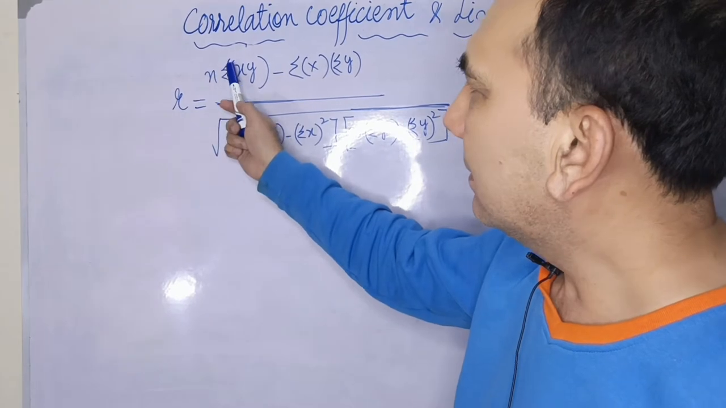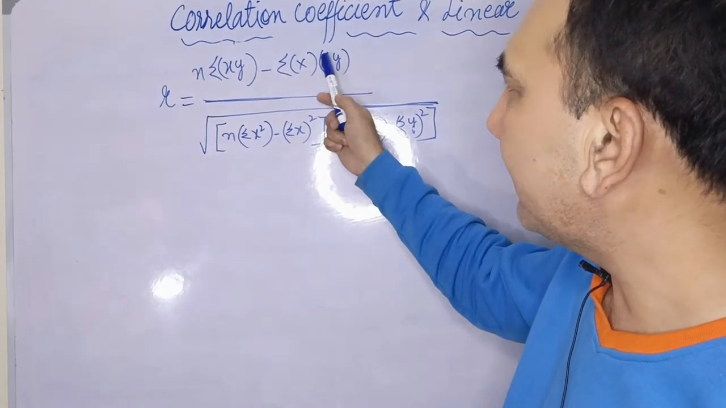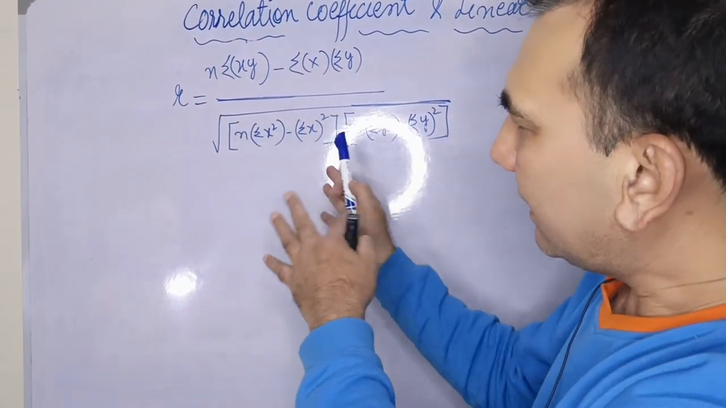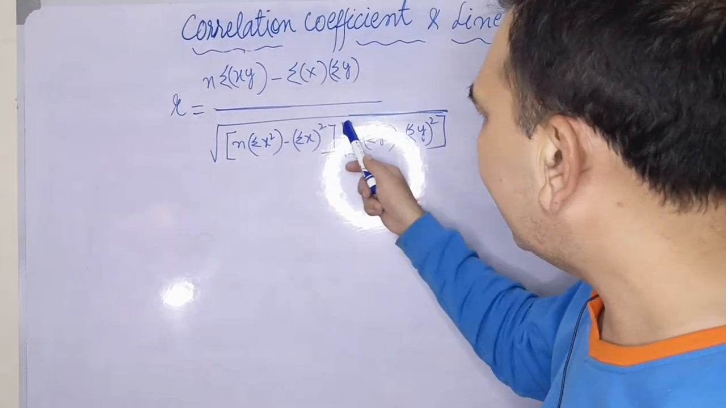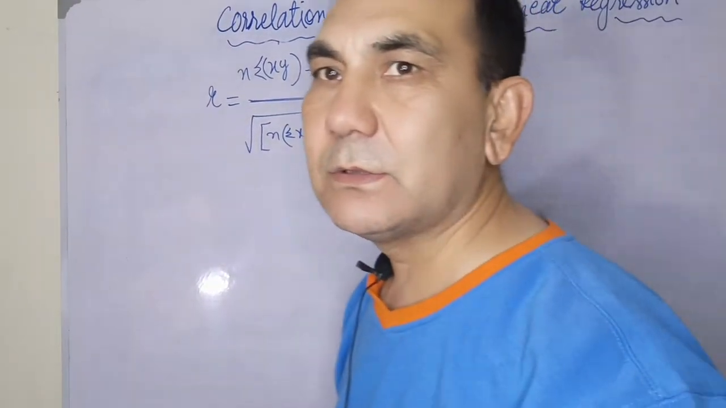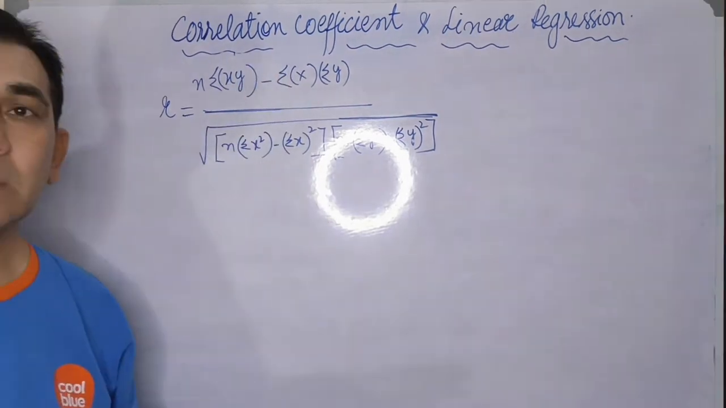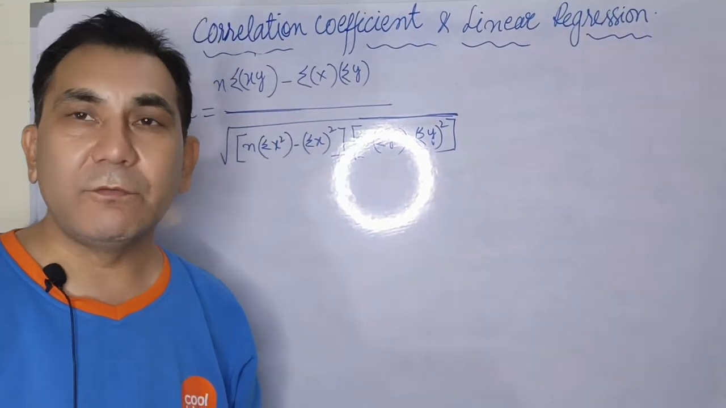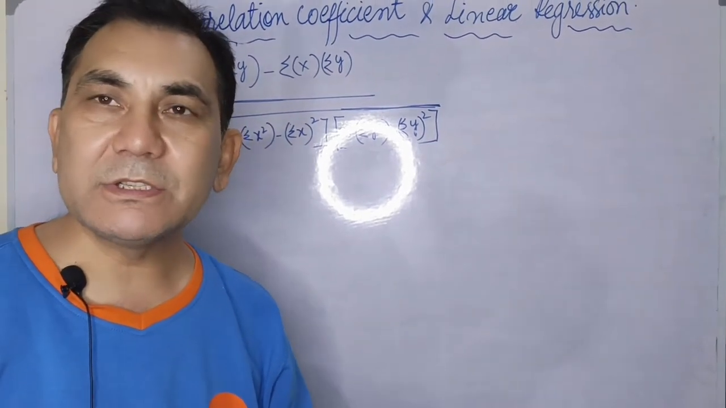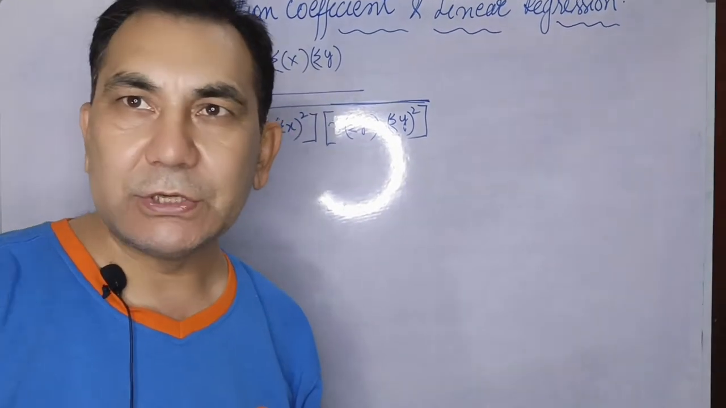So r is equal to n multiplied by the sum of xy, minus the sum of x multiplied by the sum of y, divided by the square root of n times the sum of x squared minus the sum of x whole squared, multiplied by n times the sum of y squared minus the sum of y whole squared. This is the formula to measure the correlation coefficient. Let's solve it through an example, so the concept becomes clearer on how to calculate the correlation coefficient.